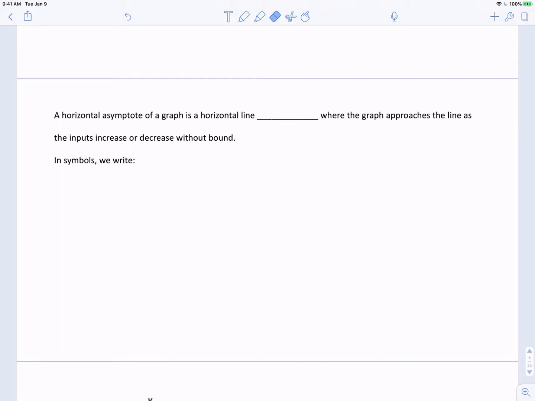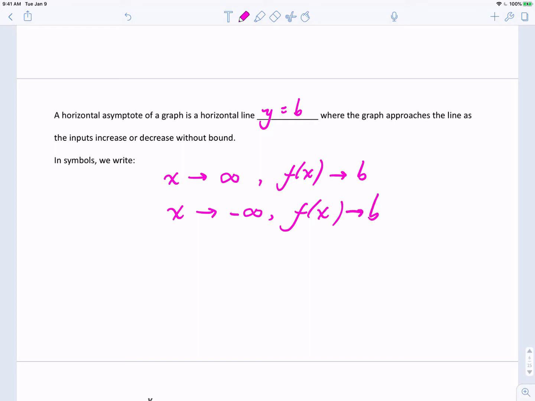Next, we'll talk about horizontal asymptotes. A horizontal asymptote of a graph is a horizontal line y equals some number b, where the graph approaches the line as the inputs increase or decrease without bounds. In symbols, we write, as x approaches infinity, that means increasing without bounds, the function values approach b, some number, which is the horizontal asymptote. And as the function values decrease without bounds, in other words, approach negative infinity, the function values also approach b.